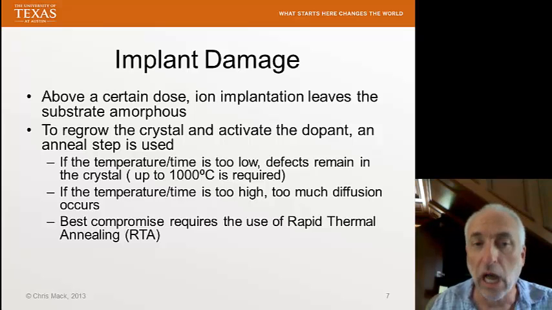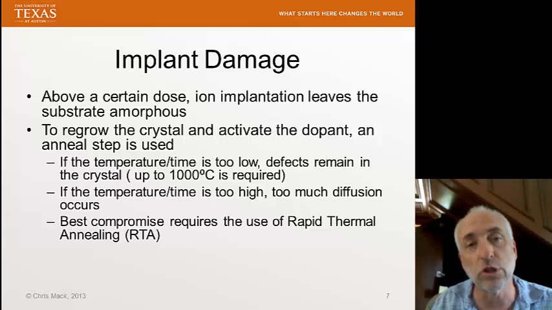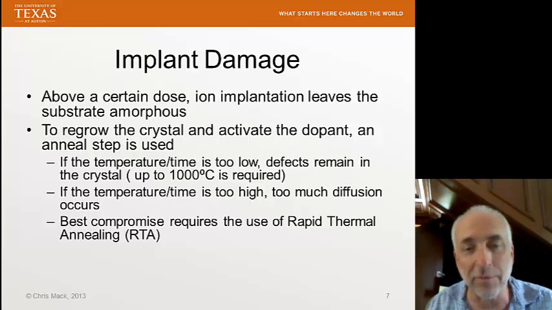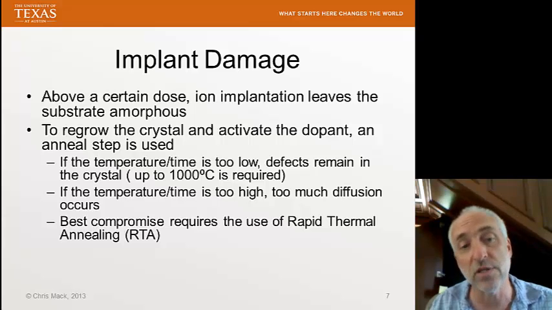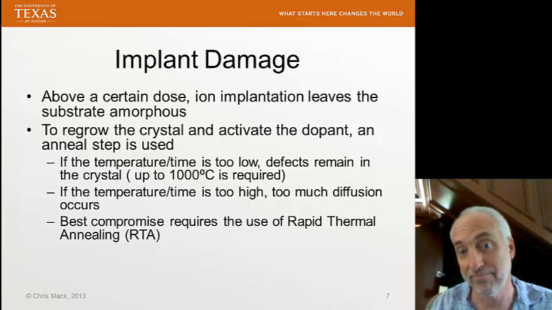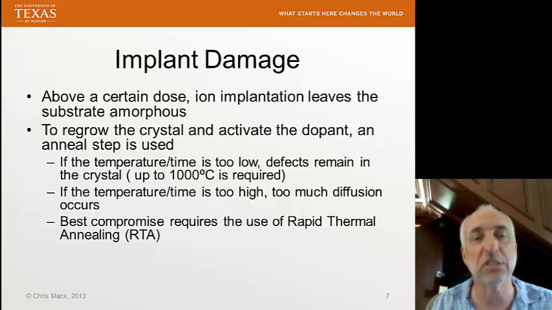Unfortunately, high temperature and time results in lots of diffusion of the dopants as well. And if there's too much diffusion, we don't get the junction in the place we want it to be. The best compromise between high temperature and time for low defects and low temperature and time for low diffusion is the use of rapid thermal annealing. And that's going to be the subject of our next lecture. So that gives you a little preview of how we're going to solve this interesting trade-off that we have.